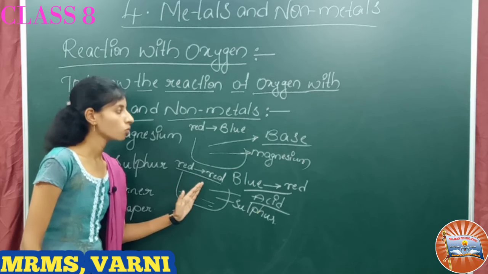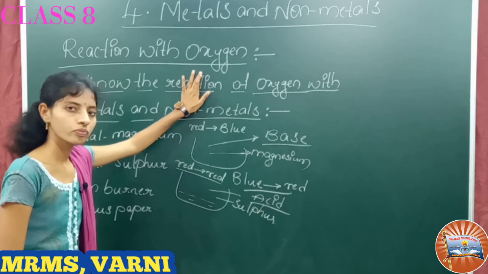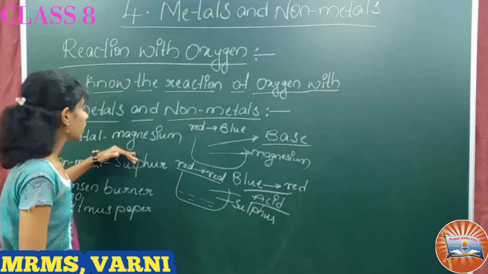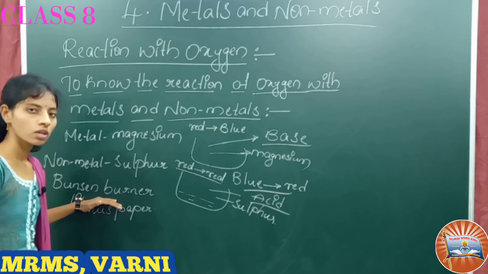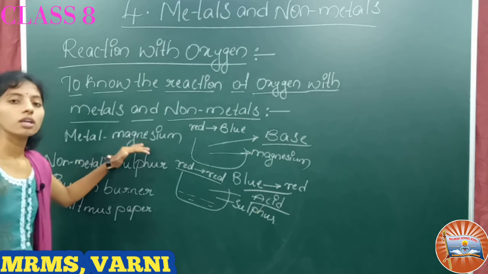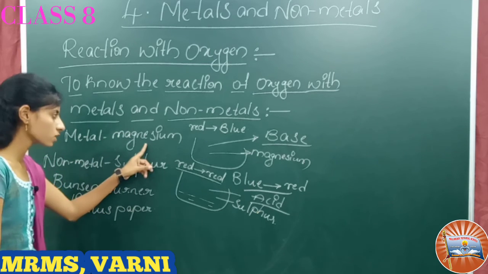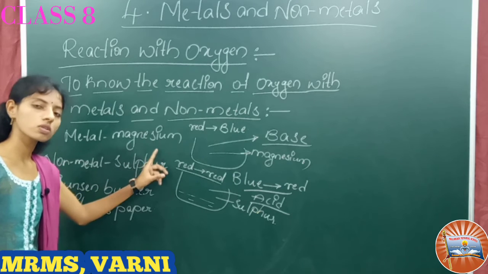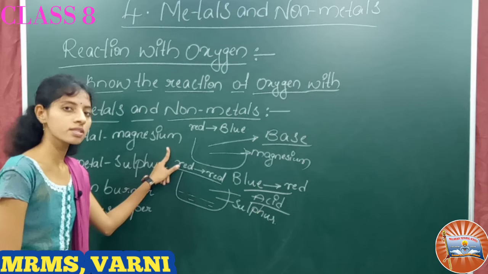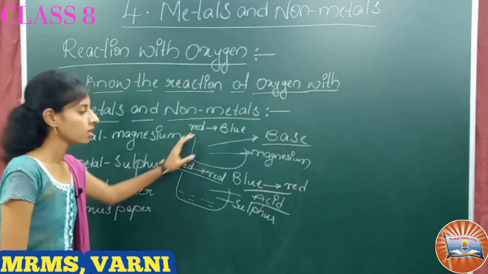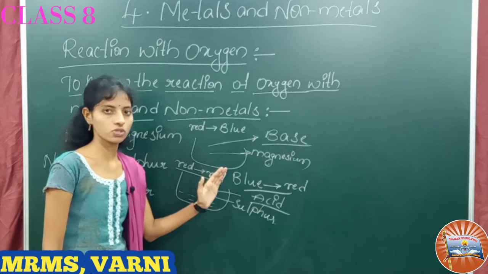So here, what is our topic? Reaction with oxygen. When we burn this magnesium strip using the Bunsen burner, it burns with the help of atmospheric oxygen. It reacts with atmospheric oxygen and forms magnesium oxide. That is, the product is magnesium oxide. The color of the magnesium oxide is silvery ash.